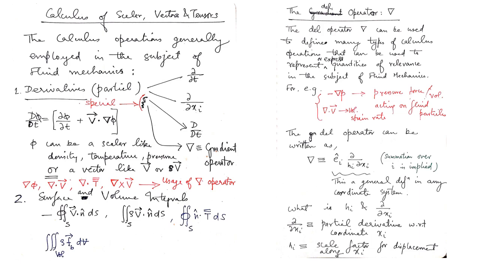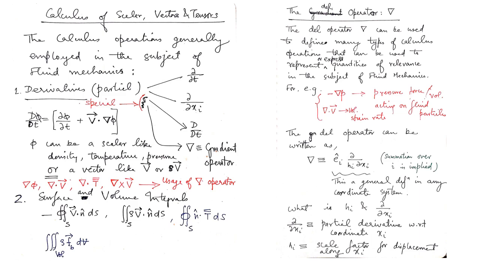So we have these partial derivatives, del t and del xi. Xi here, I'm just trying to refer to some general coordinate system and a particular coordinate direction in that system, which I am designating as xi. Then I have the material derivative, capital D Dt. This you have already learned in your first course in fluid mechanics.